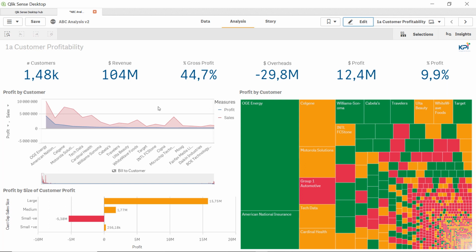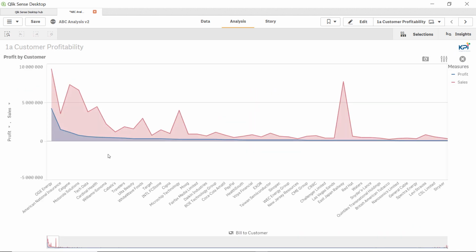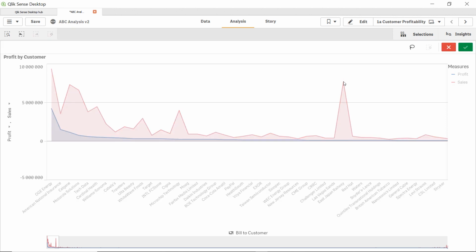Now, if I look at this graph that we started in PowerPoint, I'll just expand it a little bit. So this is your typical curve. The blue line that you see is the profit. So that's actual profit. Again, not standard or gross profit. And the pink line is sales. So you can see you've got some really good clients. This one down here, for instance, has lots of sales, but the profit isn't much greater than the customers to the left and right of it. So that's a little bit of a problem.